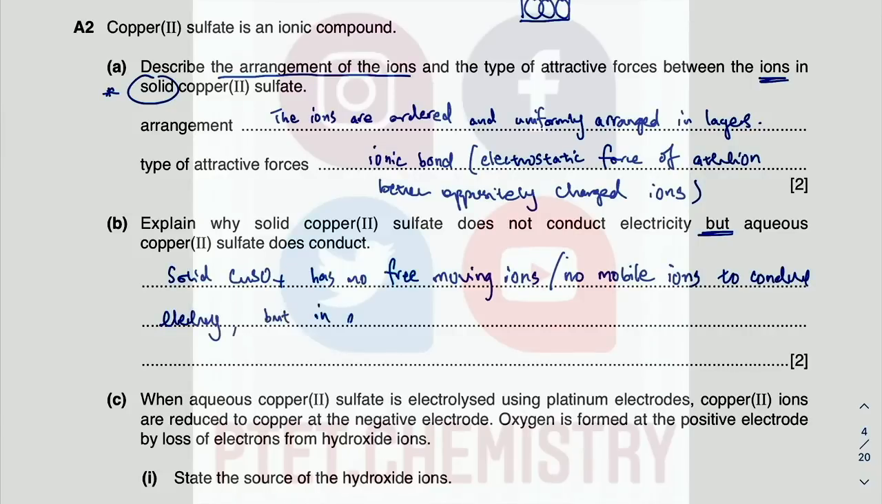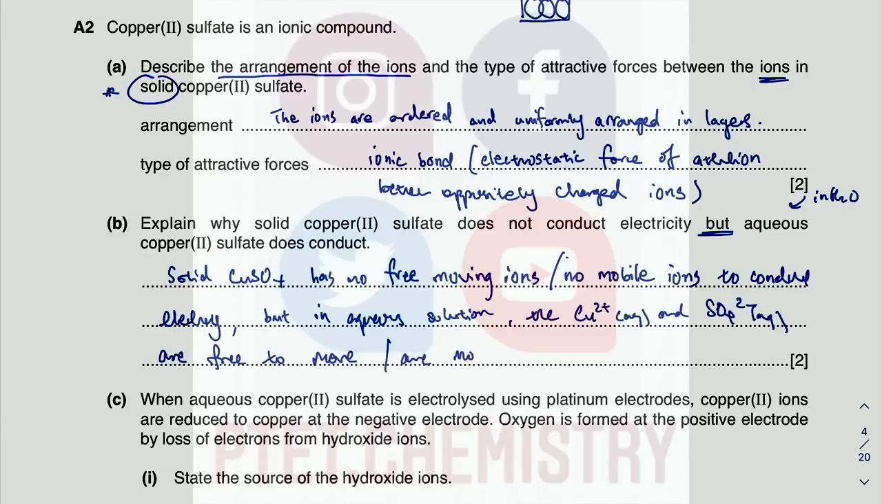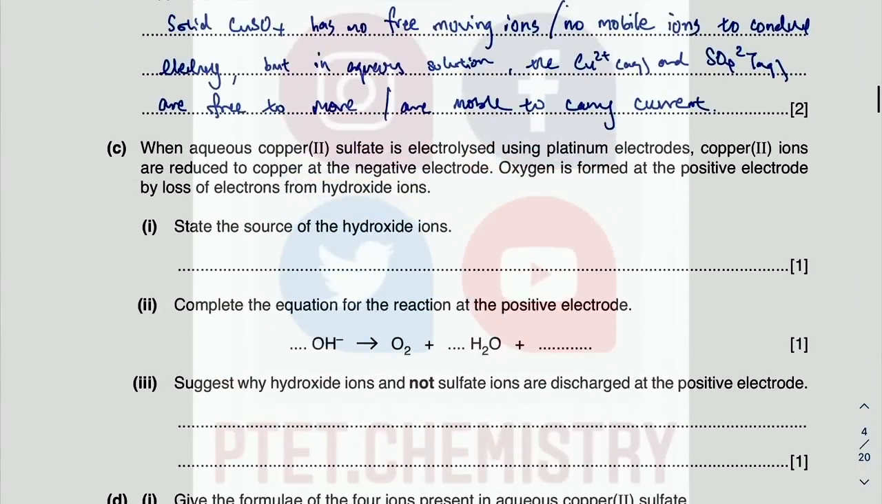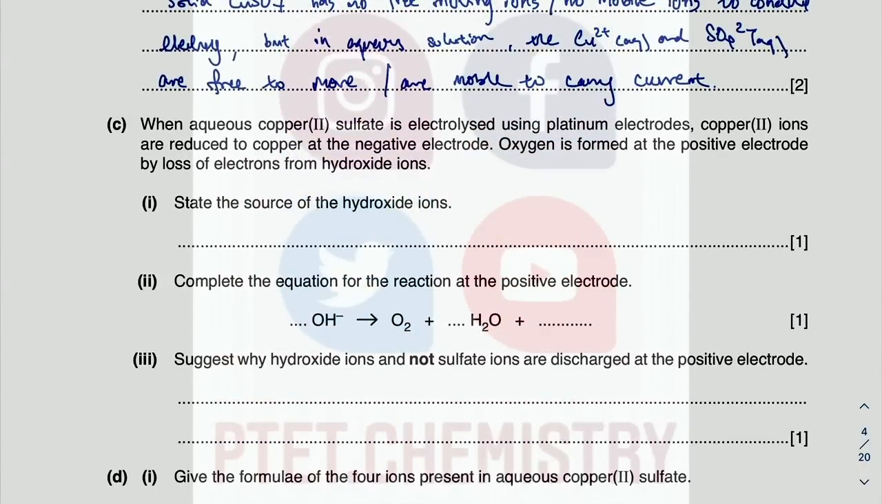But in aqueous solution, so once it's dissolved, aqueous meaning in water, you have a mixture. In aqueous solution, which is a mixture, it's no longer pure. The Cu2+(aq) and SO4 2-(aq) are free to move, or you can say are mobile. Therefore, you can carry current. Therefore, you can conduct electricity. You have ions now that enable you to move around.